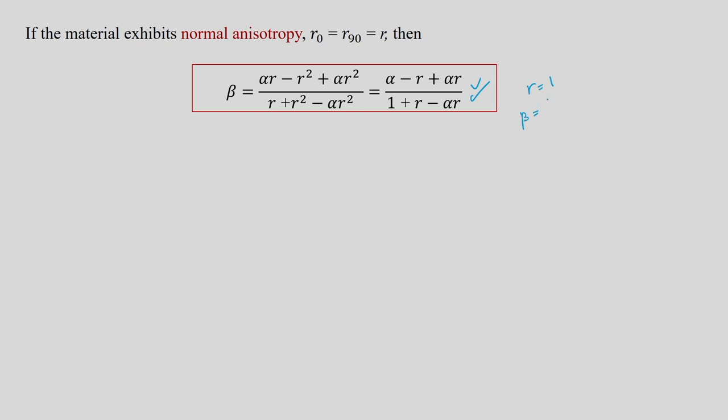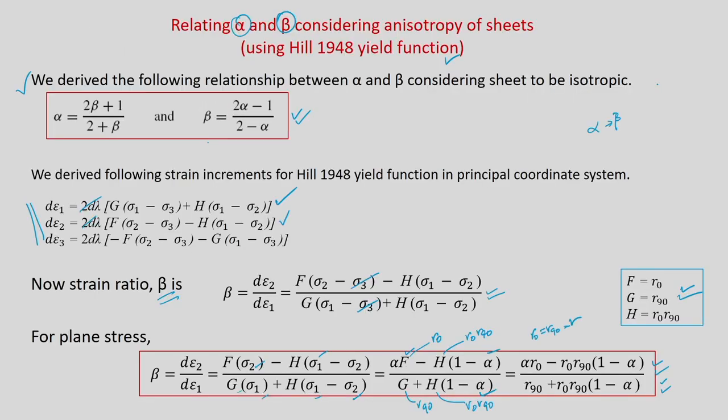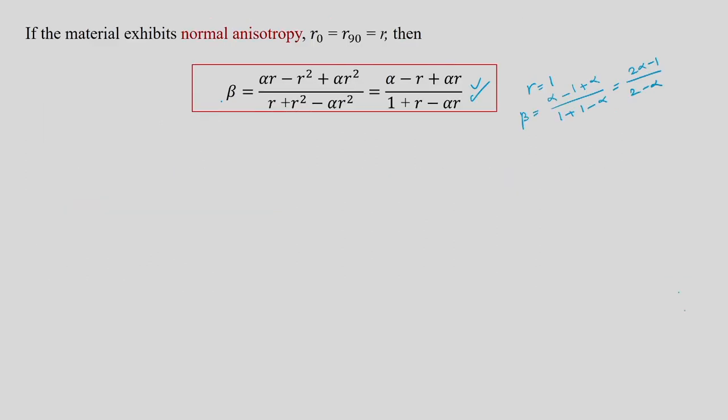Because it's an isotropic case now, R is equal to 1 means alpha minus 1 plus alpha, correct, divided by 1 plus 1 minus alpha. So this is 2 alpha minus 1 divided by 2 minus alpha, which is what we got before, isn't it? 2 alpha minus 1 divided by 2 minus alpha, we got here, right.